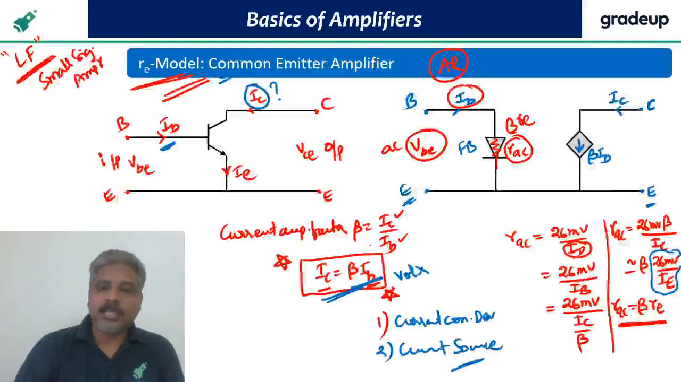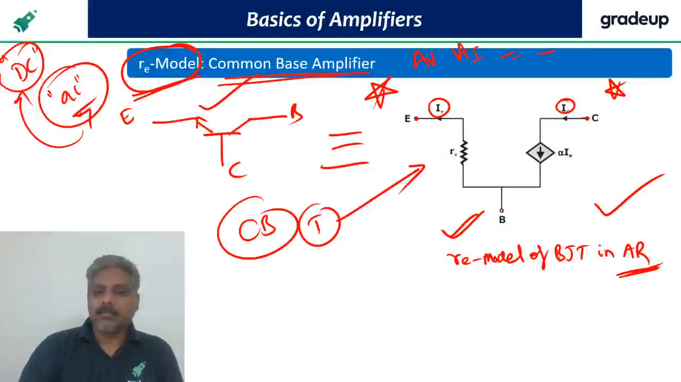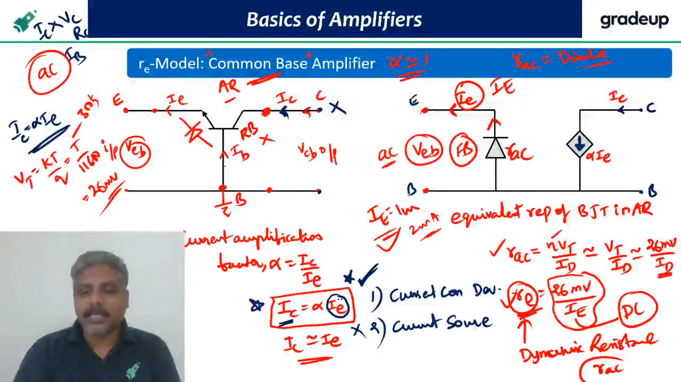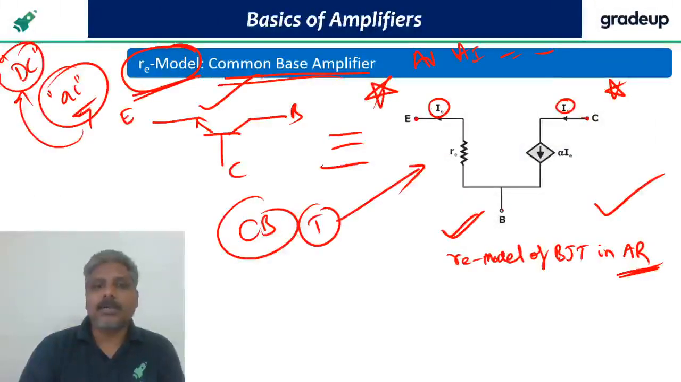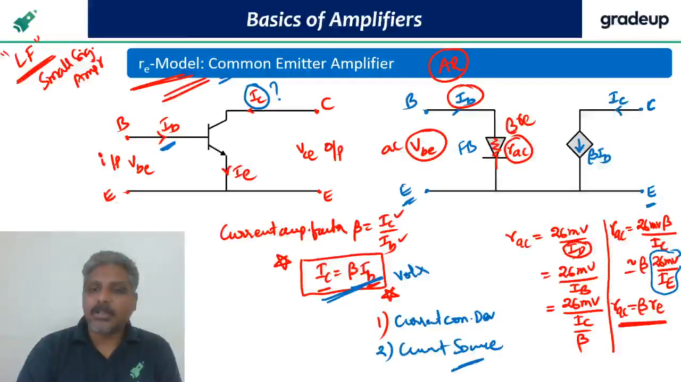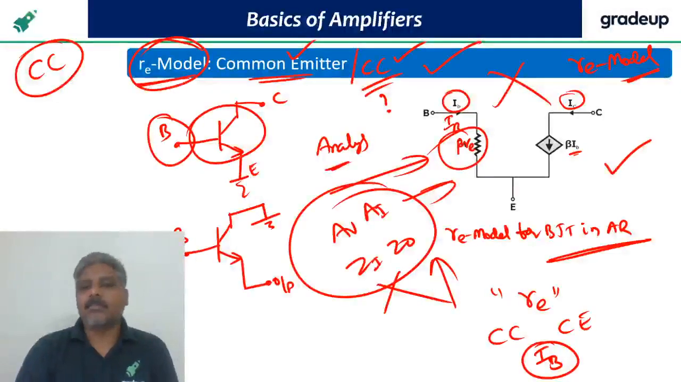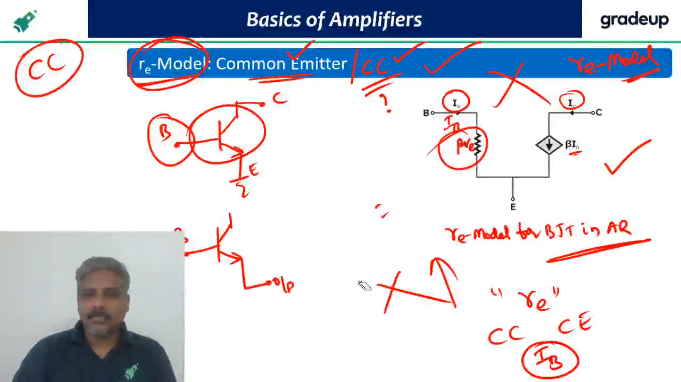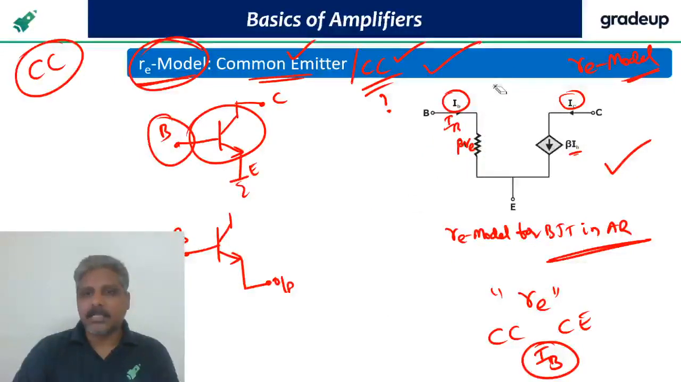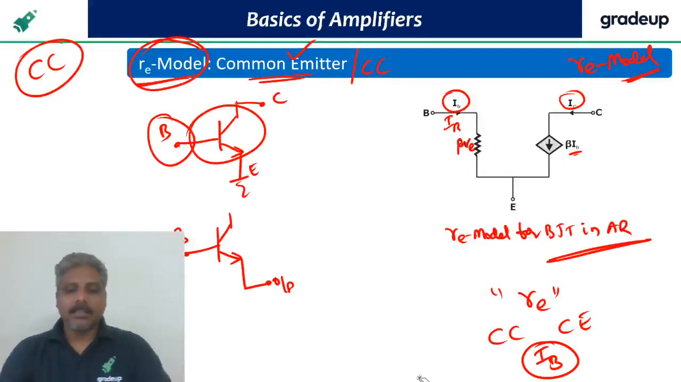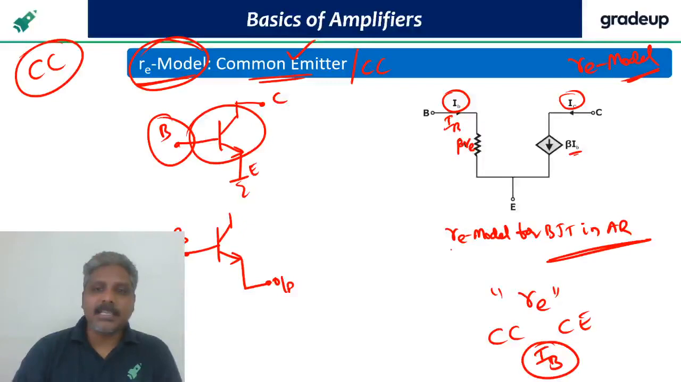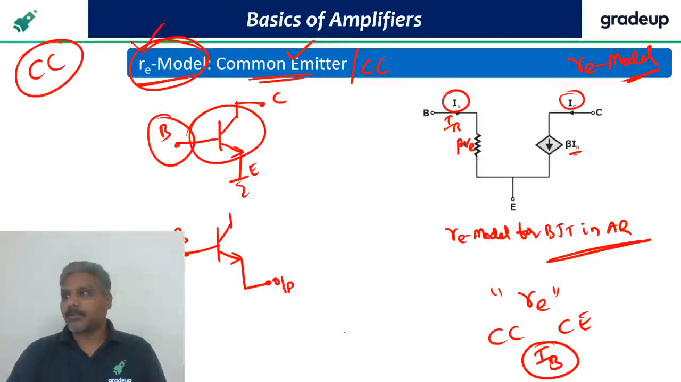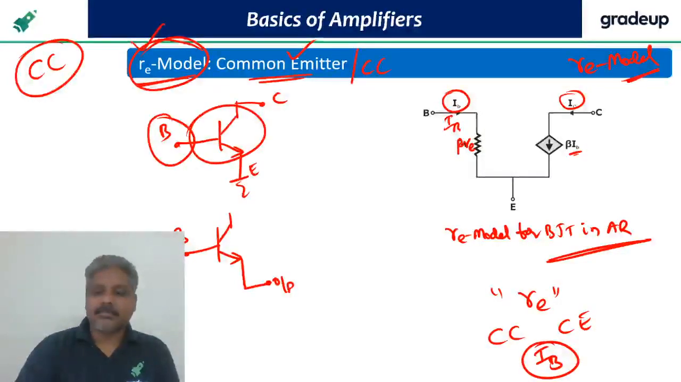Remember that. So summary, guys. This is the RE model for common base, how it is like this. And this is the common emitter RE model, and this is the RE model for common emitter. If you want to take a screenshot, please take the screenshot of this, guys. Let us make it a little neater. And it is valid for CC also, I am telling you. So for CC and CE, this is the common emitter and common collector RE model to analyze the amplifier. Right? Take the screenshots of this.